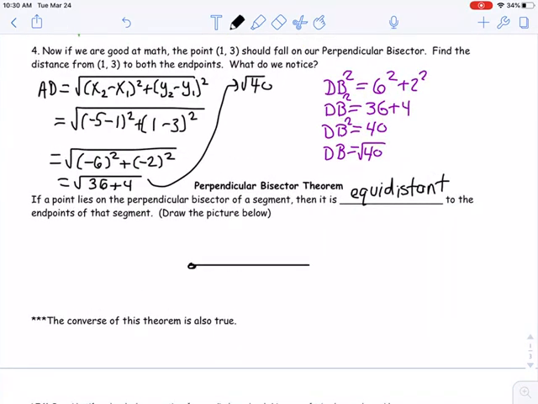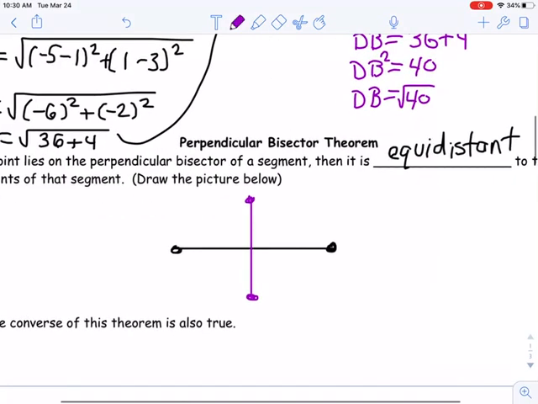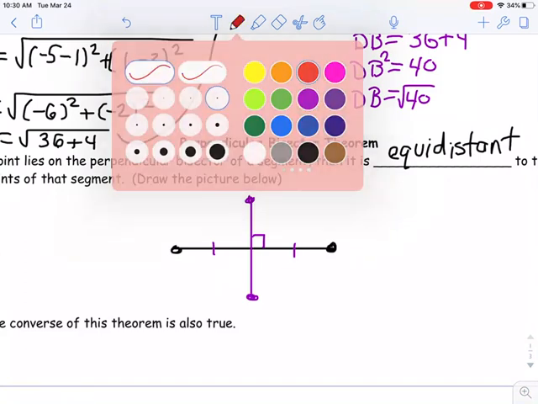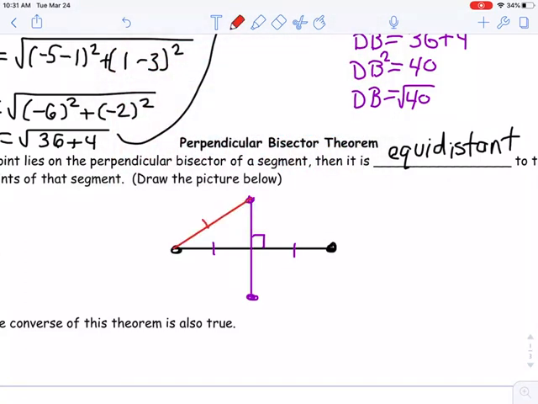It says draw a picture, so we just got some random segment. We're going to draw a perpendicular bisector to it. How do I know this purple segment is a perpendicular bisector? Because of the markings. These red segments are congruent. If a point is on the perpendicular bisector of a segment, so point A right here, then it is equidistant to the endpoints. So the length of AB is equal to the length of AC.